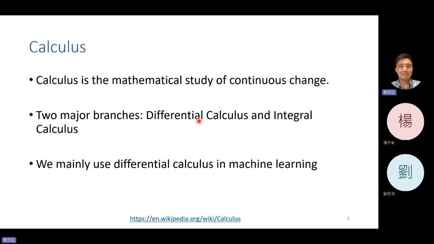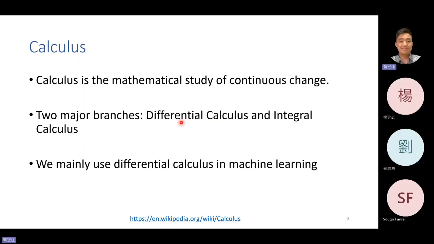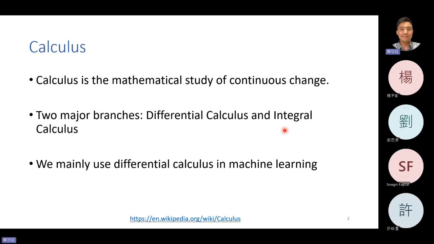So differential, as the name suggests, is to measure the change of a function, the change rate, the difference of a function. And the integral is more about calculating the area under a function, right? And in machine learning and deep learning, we mainly use differential calculus.